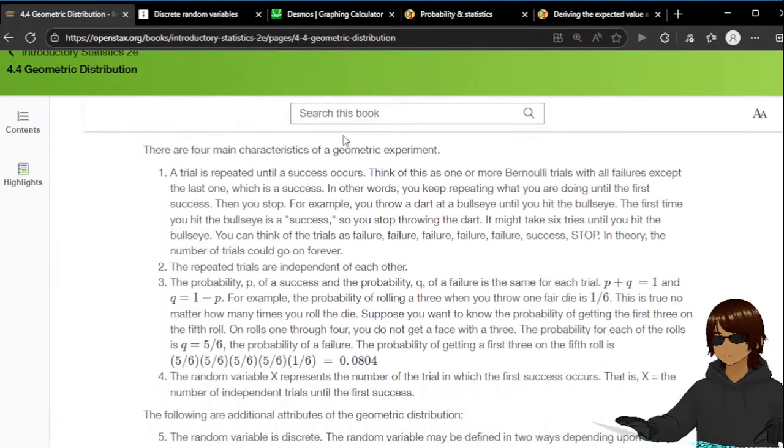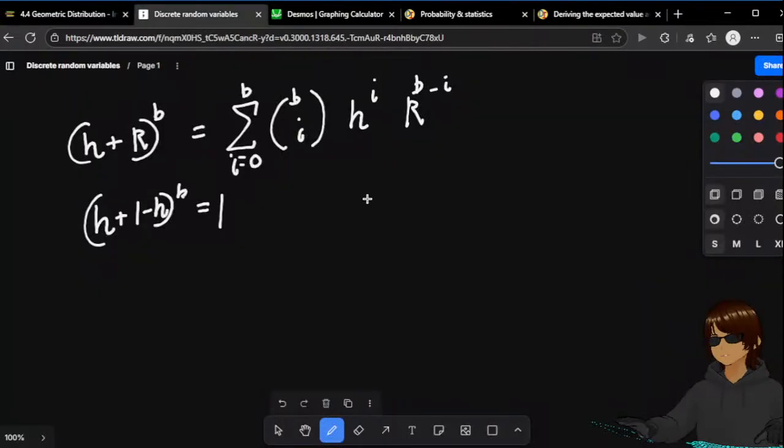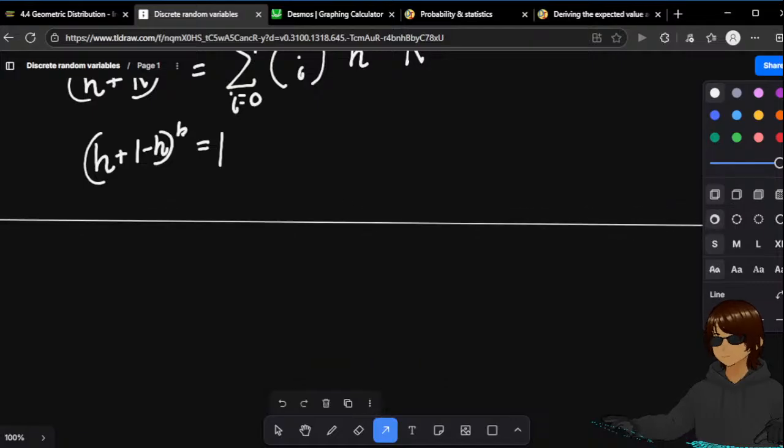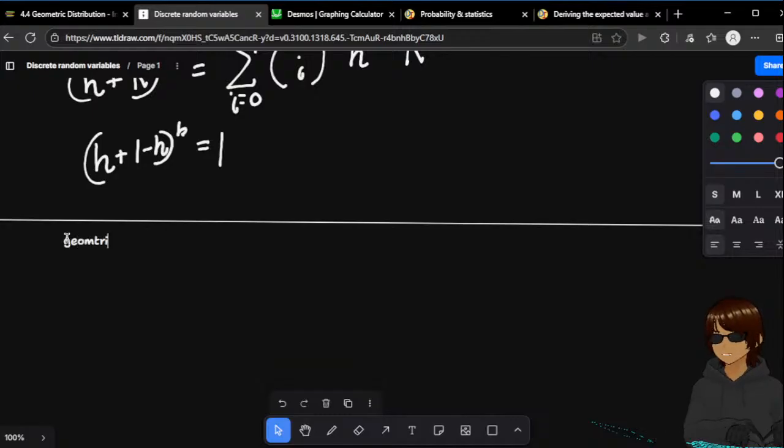There are four main characteristics of a geometric experiment. A trial is repeated until a success occurs. Think of this as one or more Bernoulli trials with all failures except the last one, which is a success. In other words, you keep repeating what you are doing until the first success, then you stop. So now it's the geometric distribution.